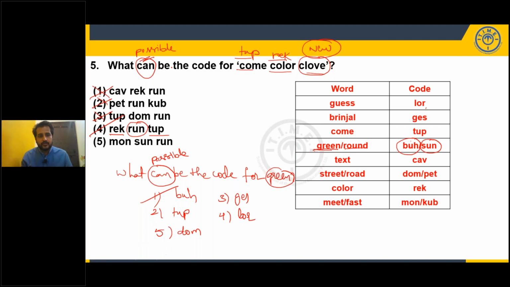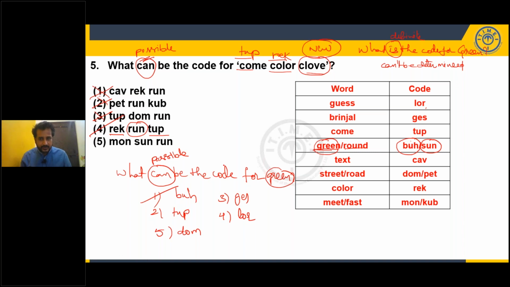And sometimes you may be given a question like this. Okay, let me write here. What is the code for green? See here, what can be the code for? Here, what is the code for? Is means definite. Now here, irrespective of the choices, can you able to find the code for green? No, it can be BUH or SUN. So can you say confirmly? No. So my answer will be cannot be determined. Irrespective of the choices, my answer is cannot be determined.